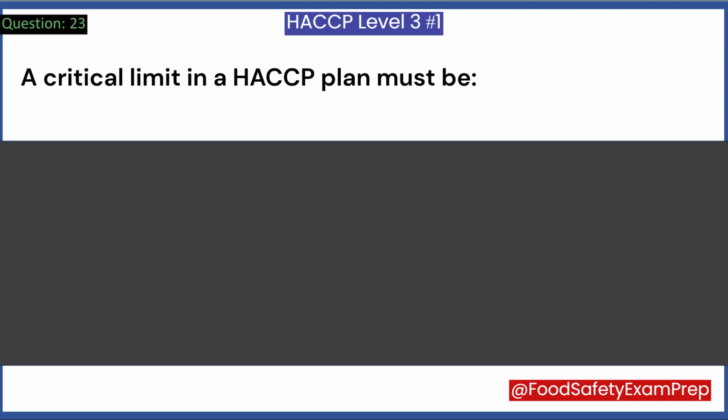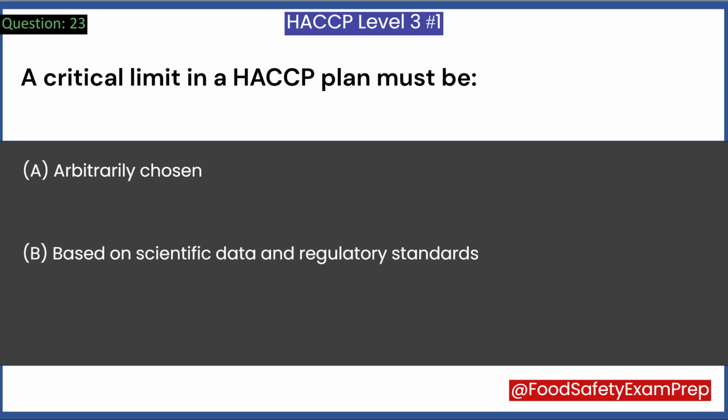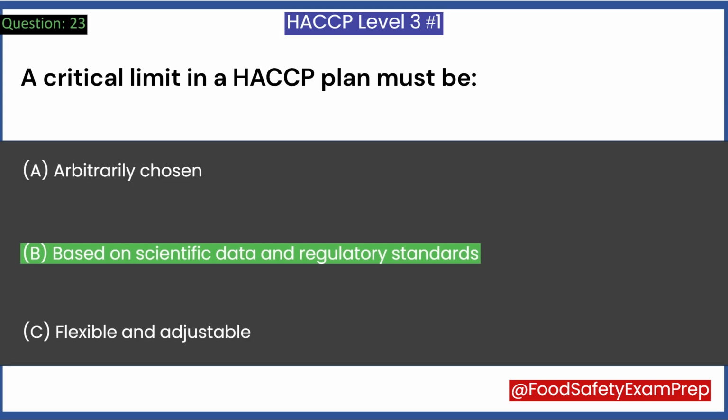A critical limit in a HACCP plan must be A. Arbitrarily chosen. B. Based on scientific data and regulatory standards. C. Flexible and adjustable. Answer: B. Based on scientific data and regulatory standards.